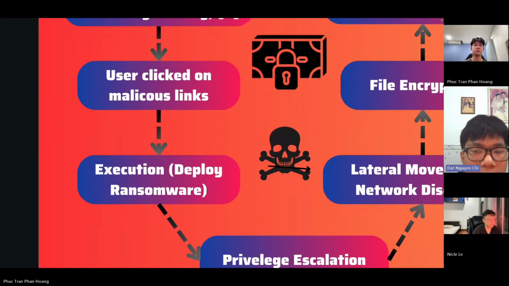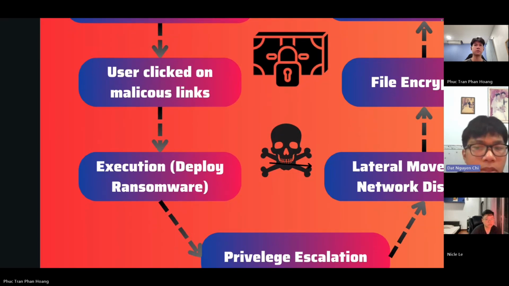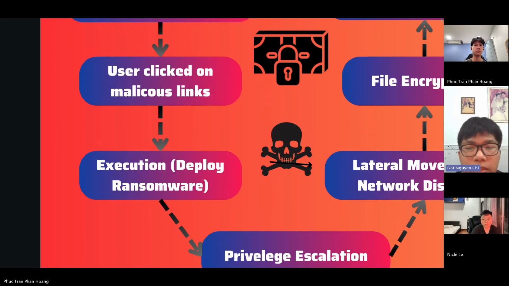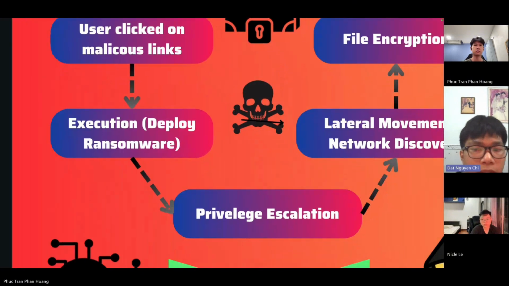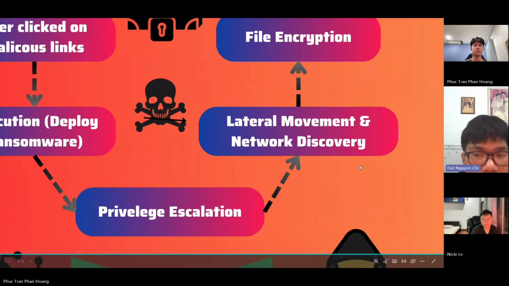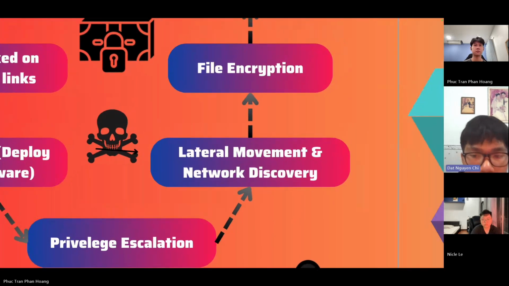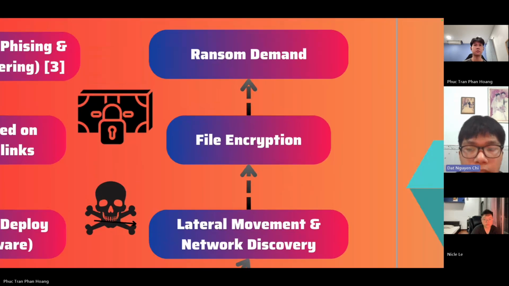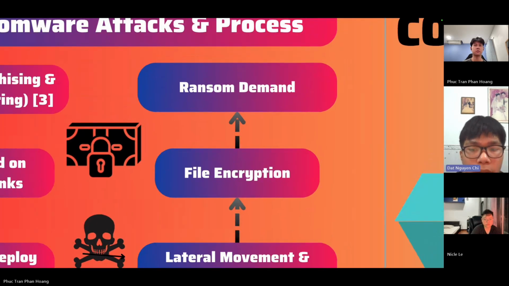After that, gaining access, the malware proceeds to the privilege escalation stage where it secures elevated access to critical systems. In the subsequent lateral movement and network discovery phase, the ransomware spreads across the network, identifying sensitive data and spreading its reach. This leads to the file encryption stage where targeted files are locked, rendering them inaccessible to the user. Finally, the attack culminates in the ransom demand, where the attacker demands payment in exchange for the decryption keys needed to recover the encrypted files.